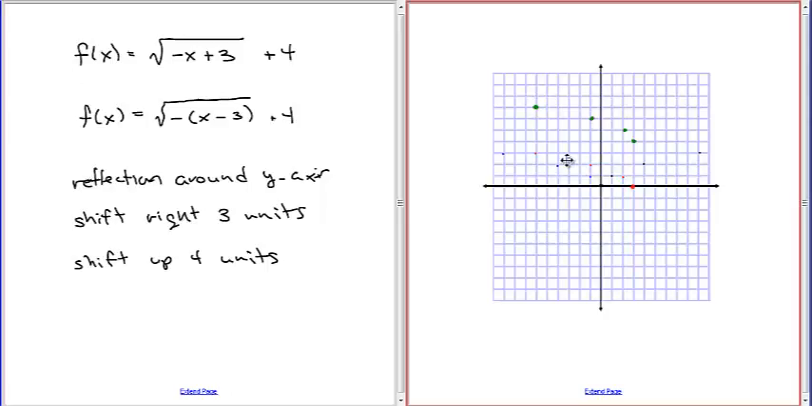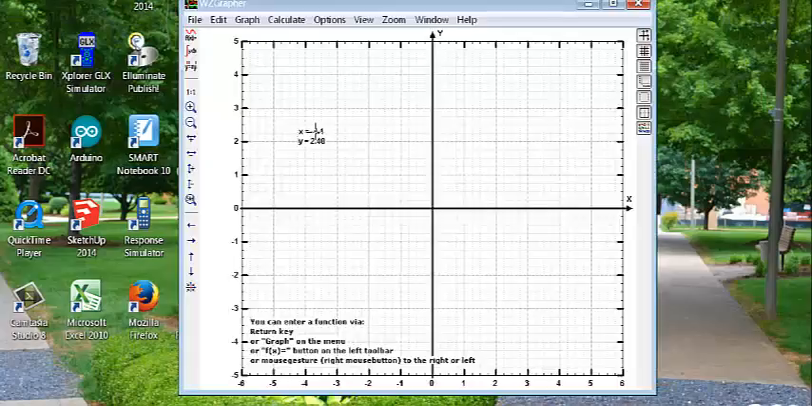Like that. So these are all 4 units higher than the previous one. So your function looks something like that. And I'm going to prove this is right just by using the graphing program to show that it works.